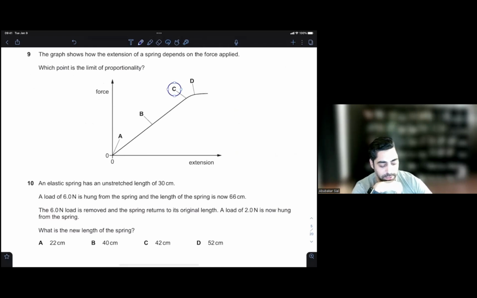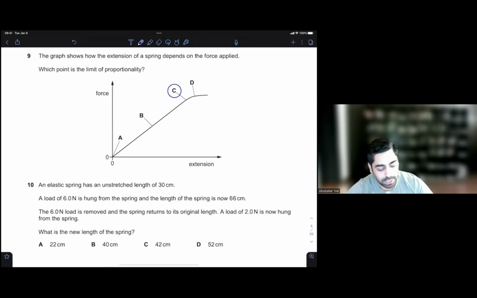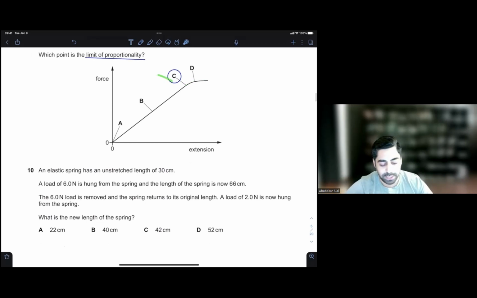Okay, number 9, which point is the limit of proportionality? That's pretty straightforward. It's C. Why is it C? Because the limit of proportionality, the word, what does that mean? In very simple words, it means that what is the point where proportionality between force and extension ends? And it ends where the straight line section of the graph ends. So if I were to just extend that, you can see that it begins curving at C. So that's it.